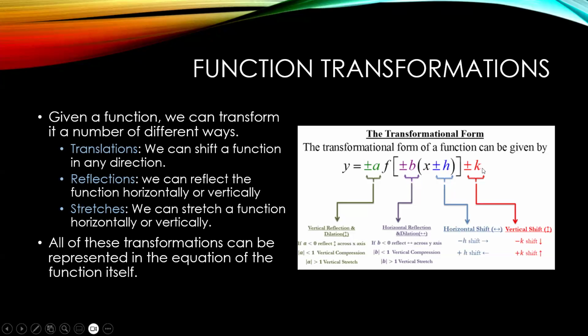The H and K values tell you how the function is going to be shifted. And so H is telling you how it's going to be shifted horizontally, and K is telling you how it is going to be shifted vertically. And when you have any function and any graph of a function, we can use these function transformations to manipulate the graph however we need.